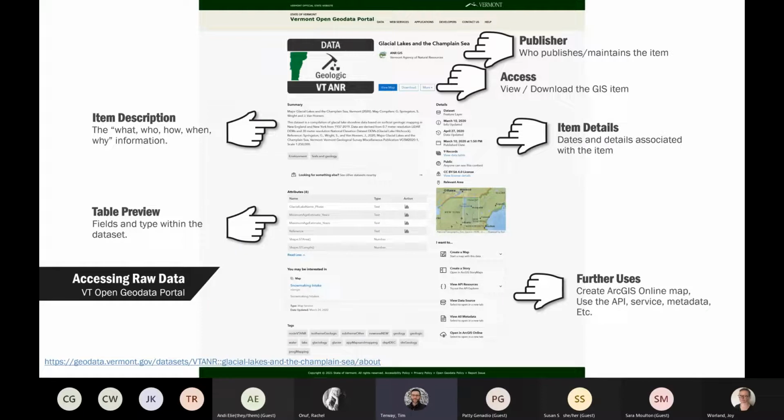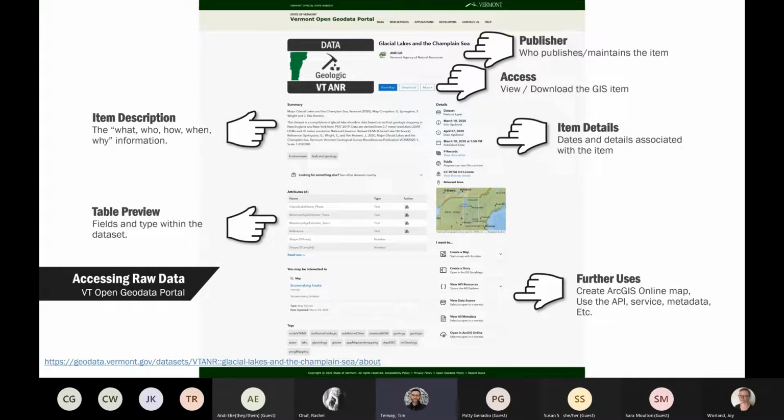This is a product by A&R. You can see who the publisher is up there at the top. It's a data set looking at the extent of glacial lakes in the Champlain Sea, or its former extent throughout the state. You can see there are commonly item description right near the top. You get the table preview of the item's contents, its details on the right-hand side, such as when it was uploaded and if it's intended to be updated ever again, or at what frequency.